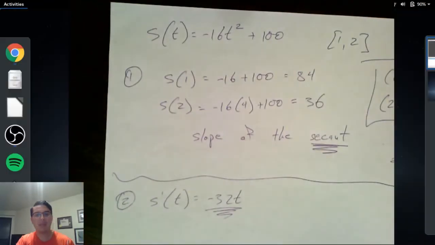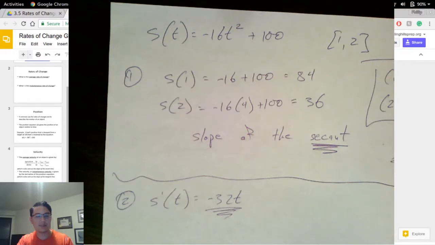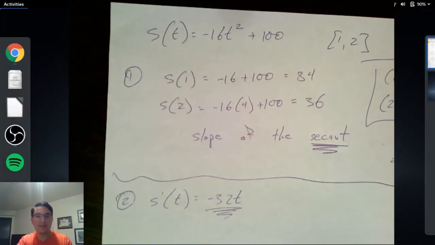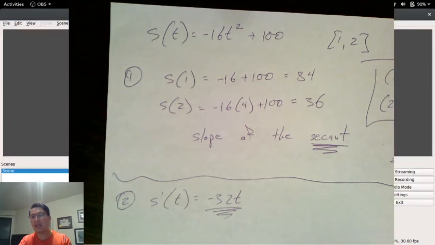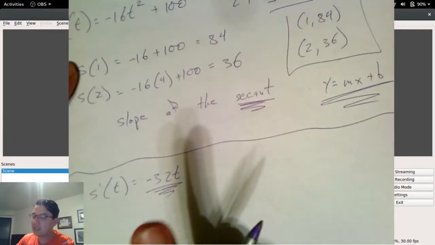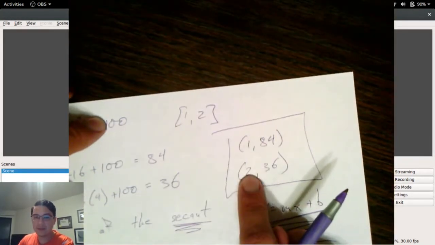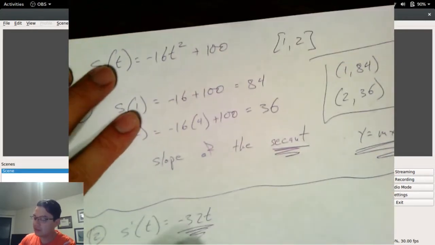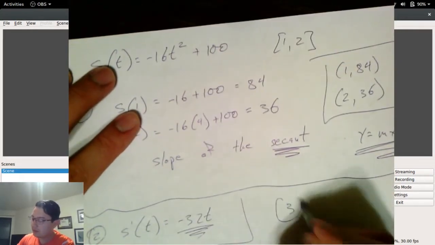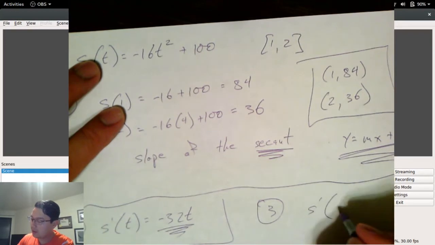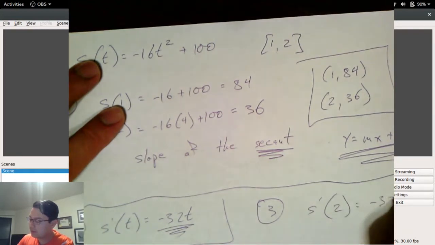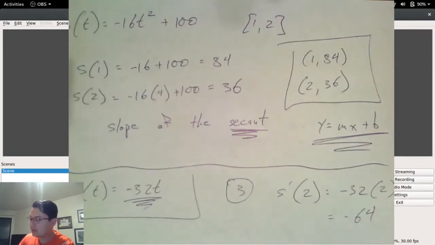Okay, and 3, what is the velocity of the ball at t is equal to 2? In order to do that, remember velocity is given by the tangent line. So we need our slope predictor, and then we need to plug this value in for t. So we're just looking for s prime of 2, which will be negative 32 times 2, which is equal to negative 64.